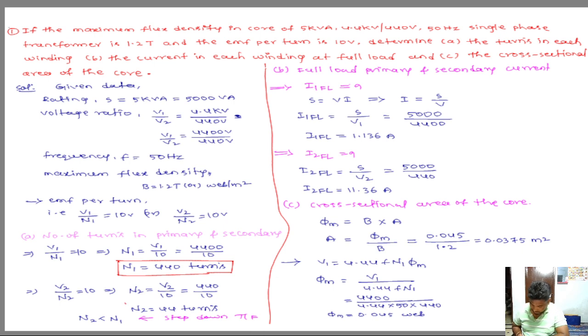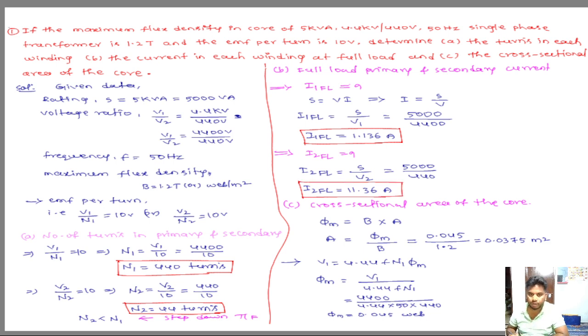N1 and N2, I1 full load, I2 full load. This is the value of the cross sectional area and this is the value of phi m, 0.045 Webers. Area of cross section is measured in meters square, and maximum flux density is measured in Tesla or Weber per meter square.